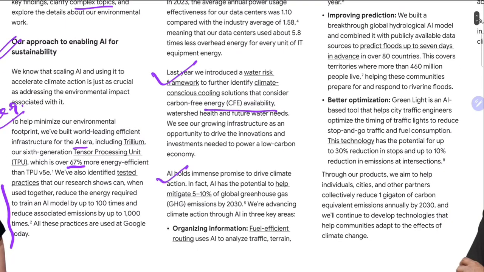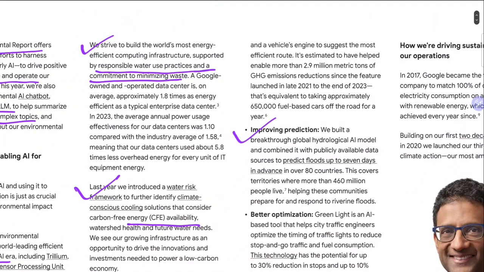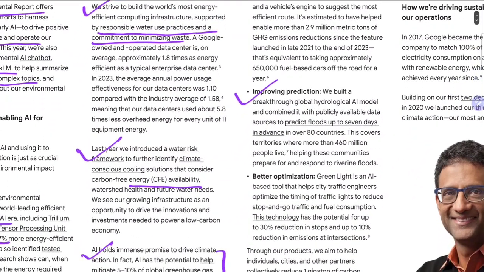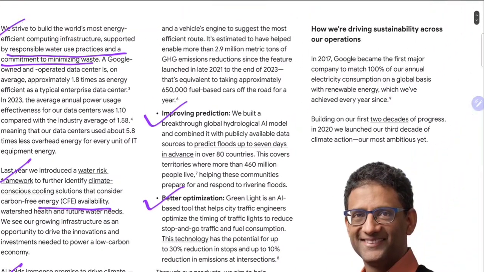AI holds immense promise to drive climate action. So, there are multiple commitments, like AI has the potential to help reduce 5 to 10% of global greenhouse gas emissions by 2030. We are also advancing climate action through AI in key areas like organizing information, improving predictions based on scenarios, and better optimization. So, those details are available here in the commitment section.